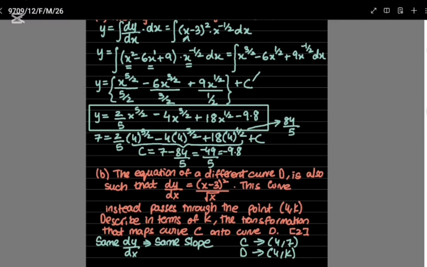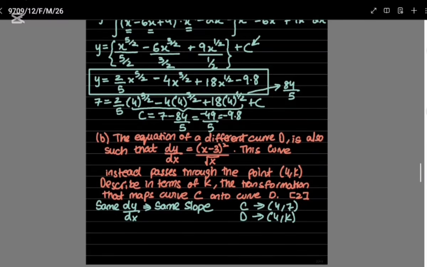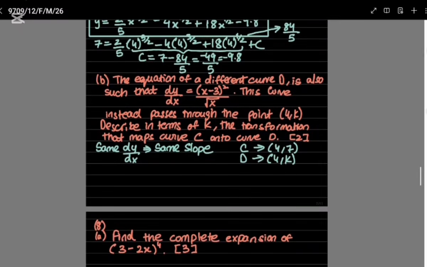Okay, but C is what changes everything. C is different for curve C and is different for curve D. What I mean by C is the constant of integration, so it's different for both the curves. Okay. So the transformation that maps curve C onto curve D is just simply D minus C.